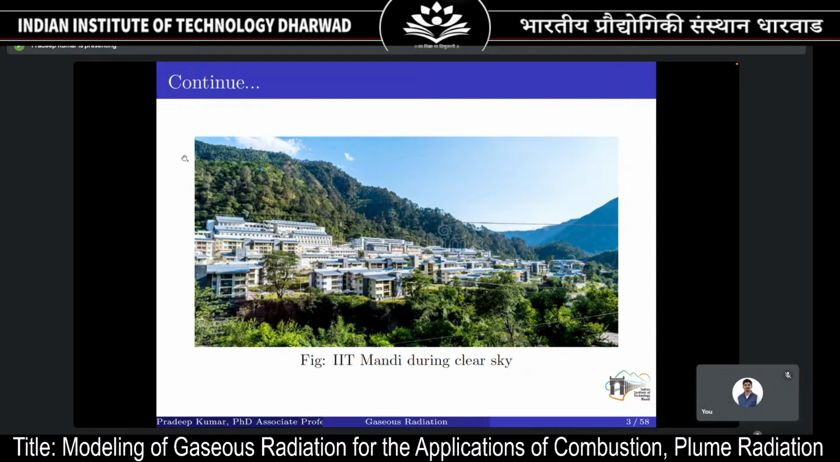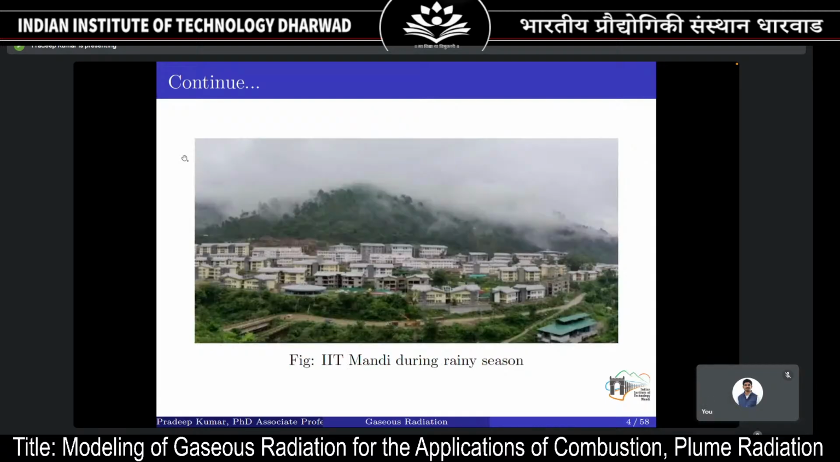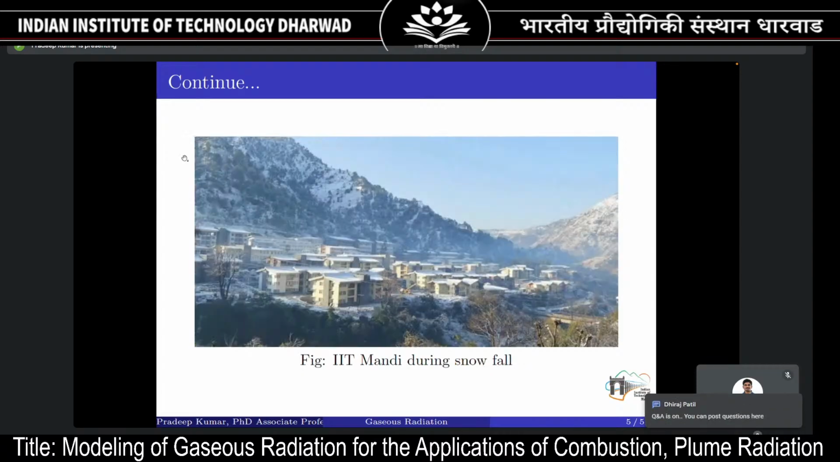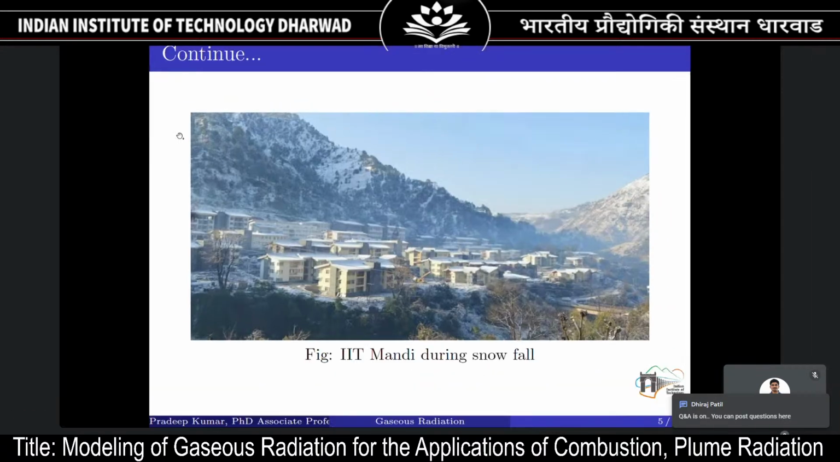So this is a clear day, and this is a situation when we have rain in our campus. With rain, you will feel the clouds on your head. Although we don't get much snowfall, sometimes it happens. It happened once during my stay at IIT Mandi, probably in 2018, and this is the situation when we get snowfall. So it is quite a beautiful campus, and I would like you to visit and come and work with us.